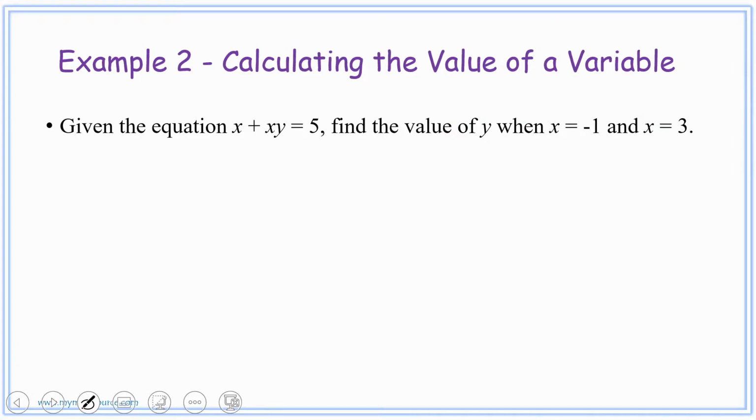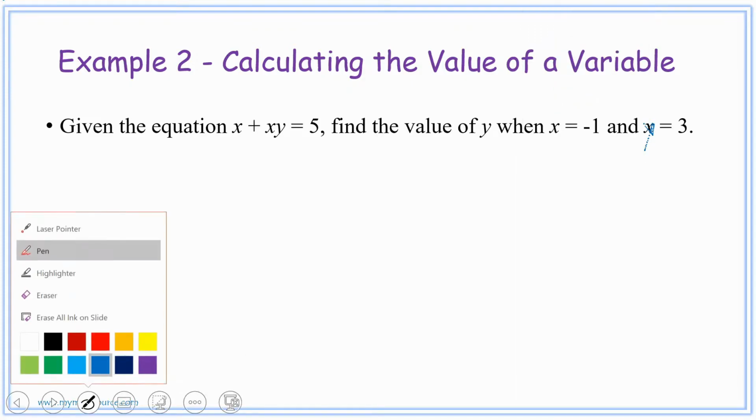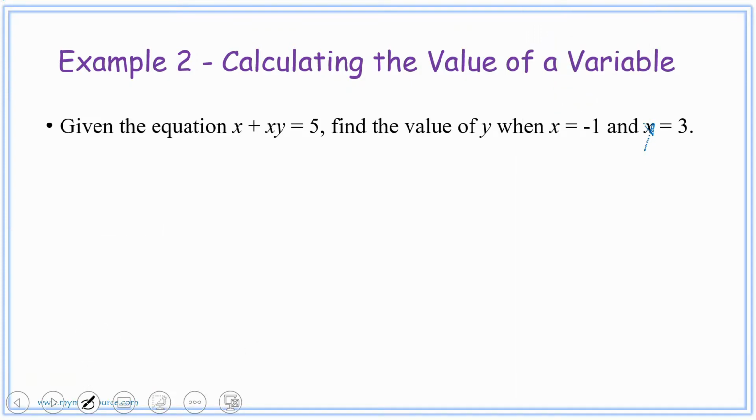In this one, very similar again to the book. And so you can try to do different ones that are similar. Given the equation, x plus xy equals 5, find the value of y when x equals negative 1. And this one here should say y equals 3. So just make sure you change that to y equals 3 if you copy this down.